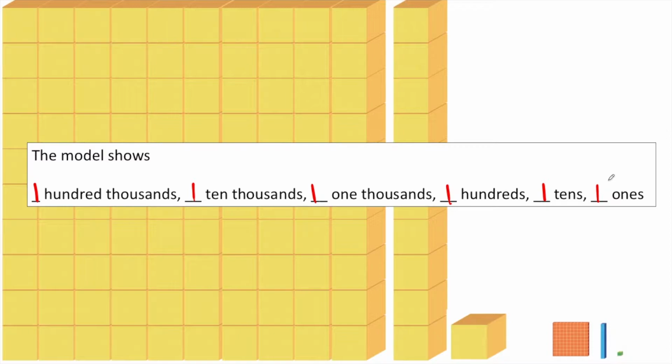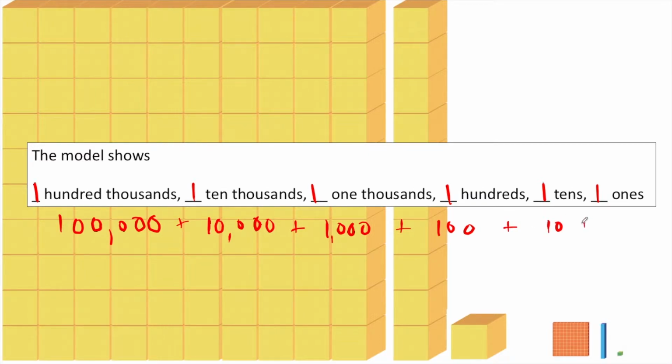There's another way to represent it. Instead of writing out 100,000 in words, we could write out 100,000 in digits. And that's when we start to write it as expanded form. I can write this as 100,000 plus 10,000 plus 1,000 plus 100 plus 10 plus 1, where each of these place values is written out and represented. All the pieces of the number are there.